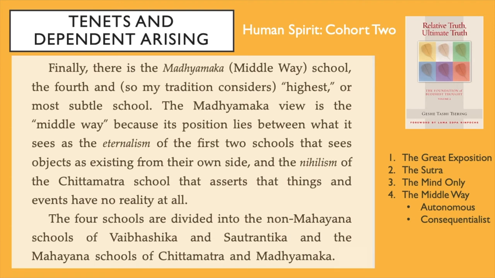Yeah, eternalism is the direction that the first two schools go into. They go too far in trying to find the middle way into eternalism or absolutism, which is also called the extreme of permanence. The mind-only school goes into the extreme of nihilism. So they're all three aiming for the middle way, but none of them quite touch it until they get to the middle way consequentialists.